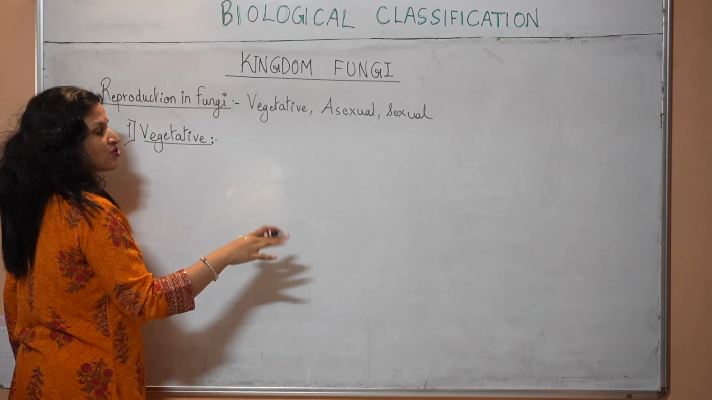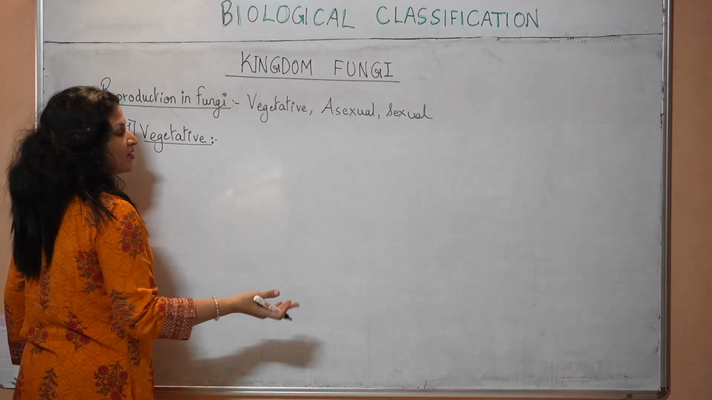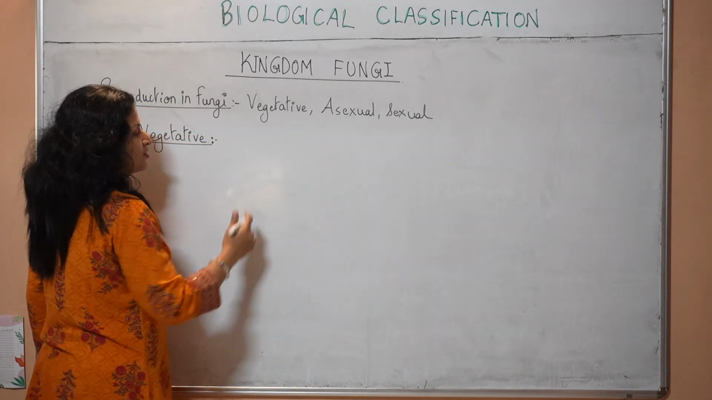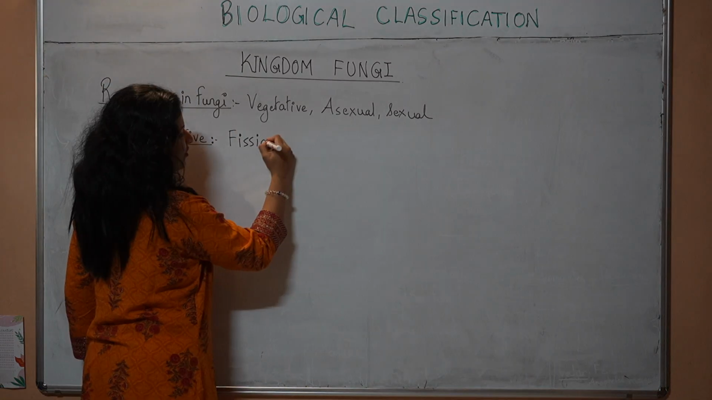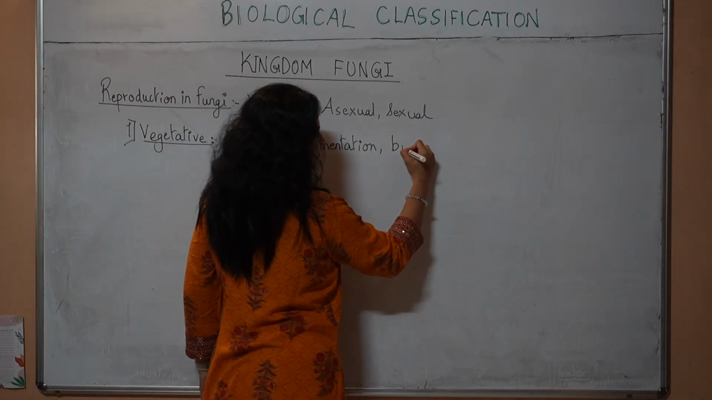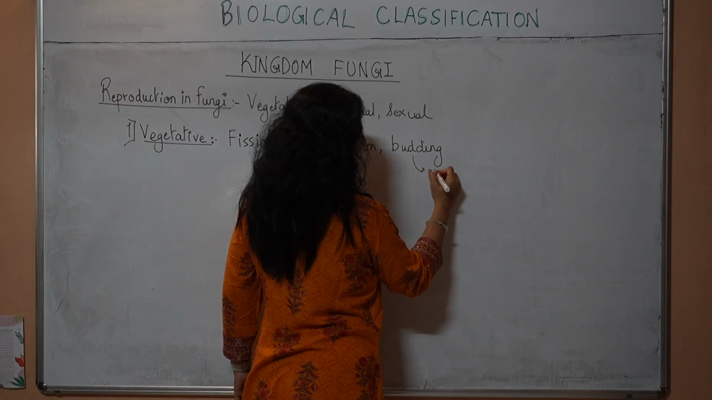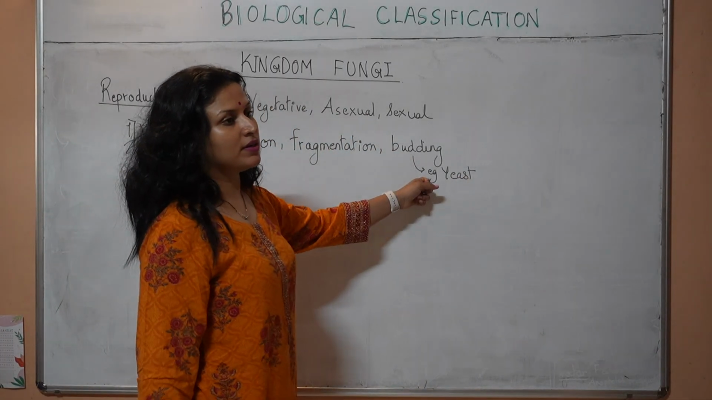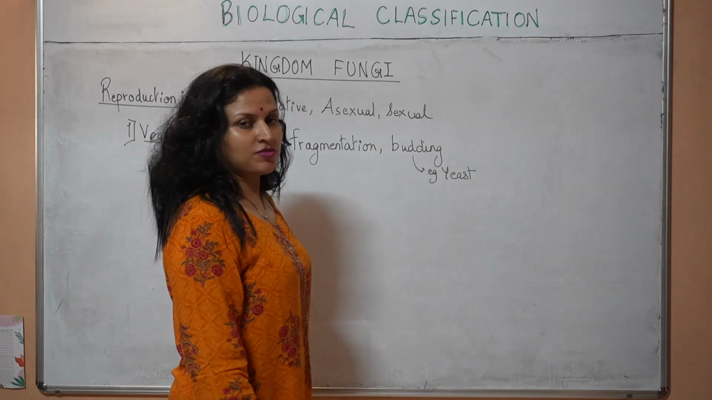No reproductive structures are involved, maybe from hyphae only, by breaking and reforming, like how it was seen in cyanobacteria. Fission, fragmentation, budding may be seen. Budding, example, yeast is very popular for doing budding. We have studied budding in the first chapter.